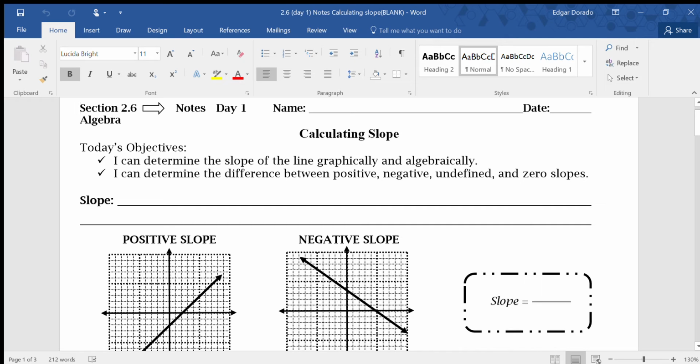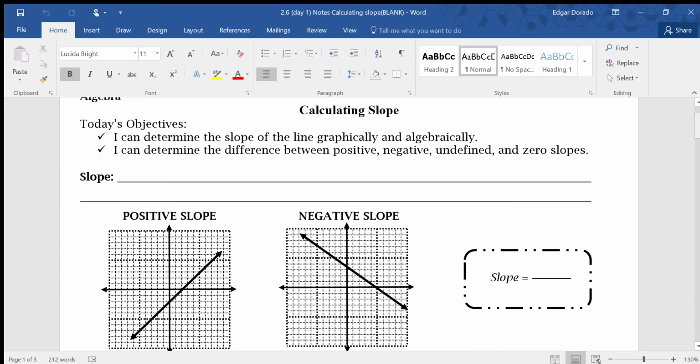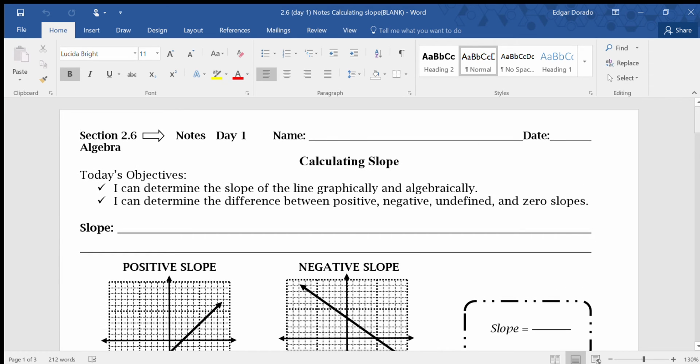Our objectives are to determine the slope of a line algebraically and graphically. Also, we're going to determine the difference between positive, negative, undefined, and zero slopes. Let's go ahead and take a look at these problems here. First things first, we need to define slope. Let's go ahead and do that now.